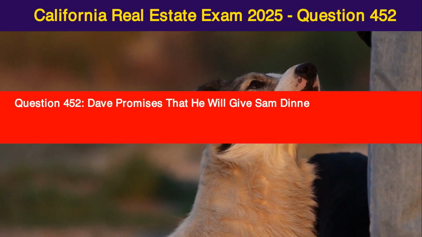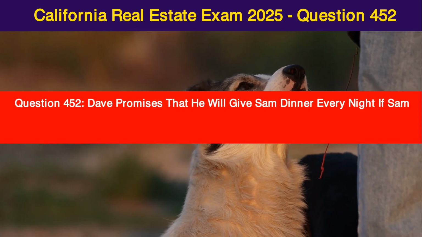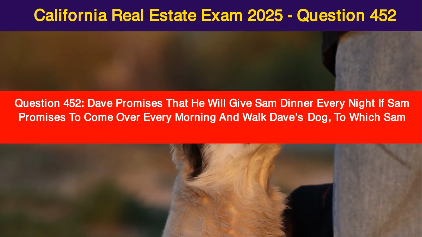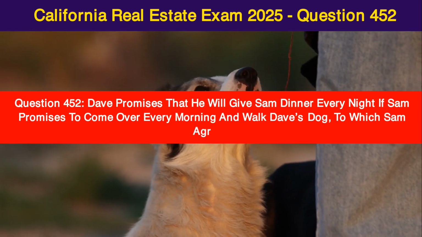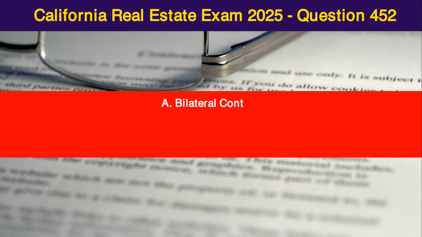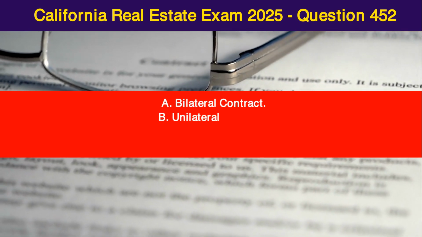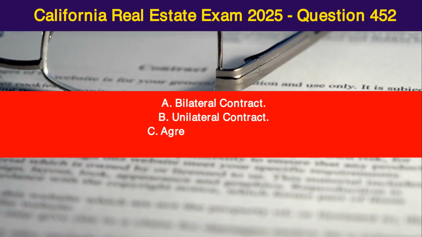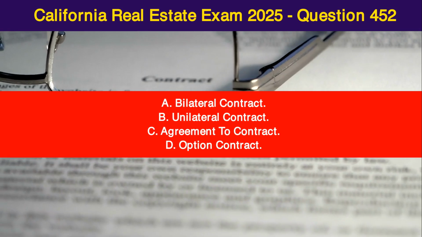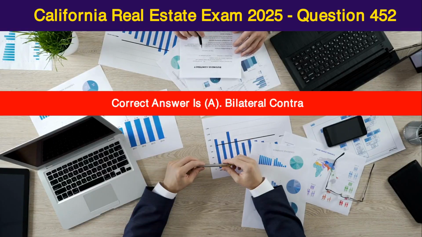Question 452. Dave promises that he will give Sam dinner every night if Sam promises to come over every morning and walk Dave's dog, to which Sam agrees. Dave and Sam have a A. Bilateral contract. B. Unilateral contract. C. Agreement to contract. D. Option contract. Correct answer is A.